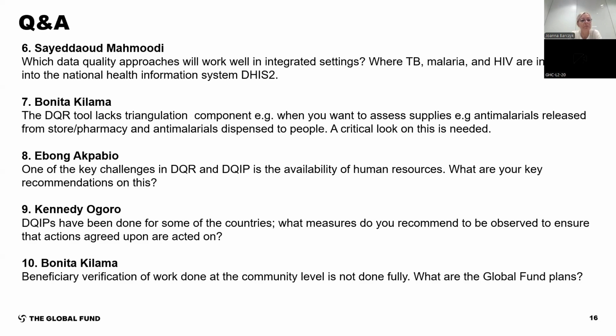Which data quality approach will work well in integrated settings where TB, malaria, and HIV are integrated into the national health information systems? So here, all of which we have mentioned, because we strongly think that data quality approaches are systemic. If you look at the WHO data desk review, which can be automated if you are using DHIS2, it is an integrated approach. So it covers all the 3 diseases and beyond. When it comes to the digital RDQA in DHIS2, it's for the country to set up. You can choose which indicators the district level goes and verifies at health facility level. And we really recommend looking into doing these supervisions in an integrated way.